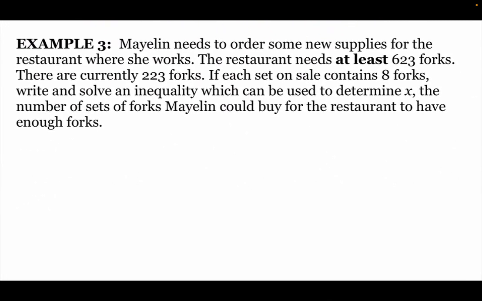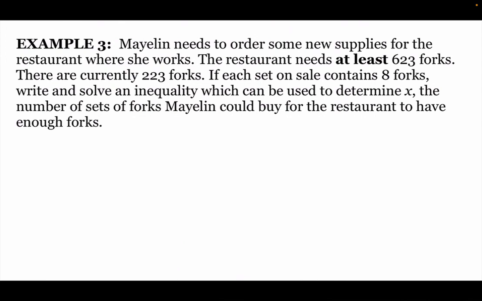Maylin needs to order some new supplies for the restaurant where she works. Okay, the restaurant needs at least 623 forks. That's how much they need. At least that much. There are currently 223 forks that she has available. If each set on sale contains 8 forks, that means when she buys forks, she buys them in groups of 8. She can't just buy 1 fork. She has to buy groups of 8, okay, because they come in bundles.